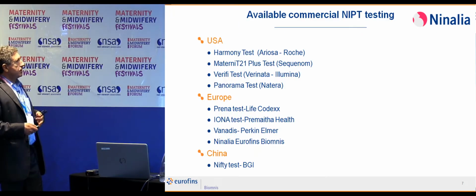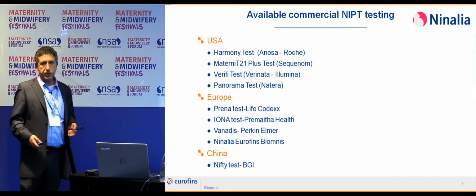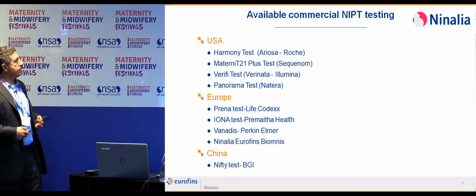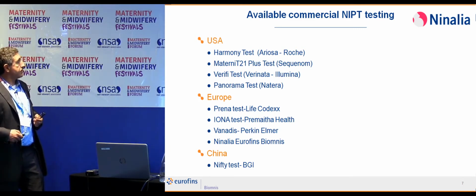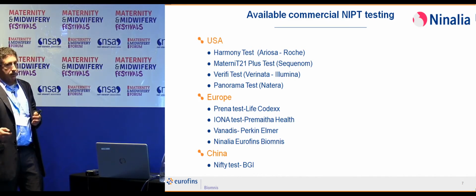So technically, you will have heard about different companies who deliver NIPT techniques. In the USA, there's Roche with the Harmony test, which is mostly used in Ireland. There's Maternity 21 from Sequenom, also made in the States. There is the Illumina American test called Verify, and there is the Natera Panorama test practiced in the States. In Europe, there is the Prenatal test from LifeCodex, a German company also held by Eurofins. There is the Iona Prenatal test, which is used in France and in some other countries.